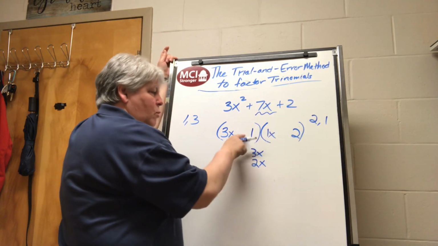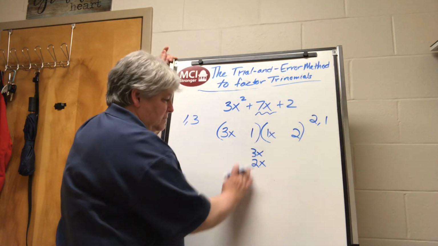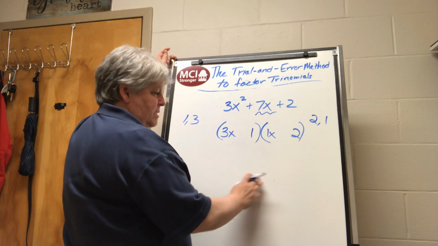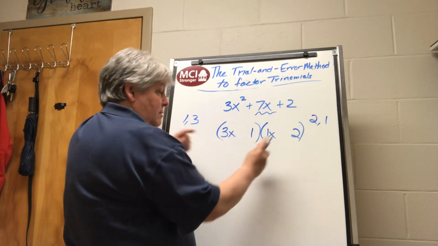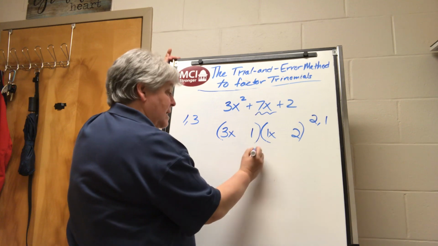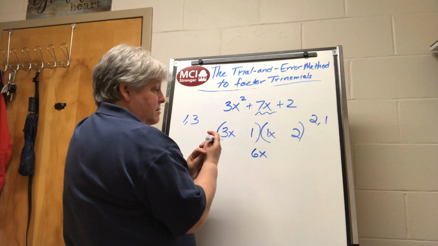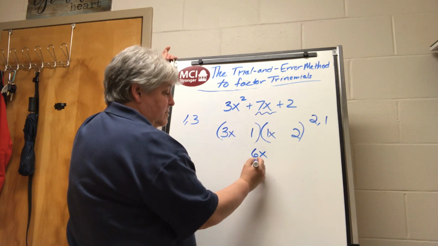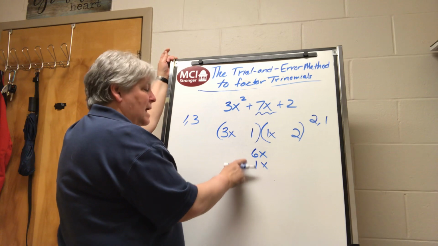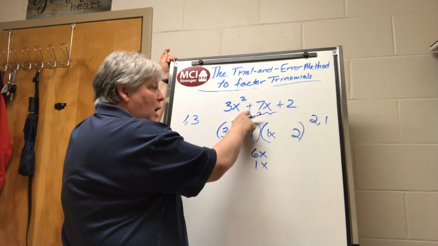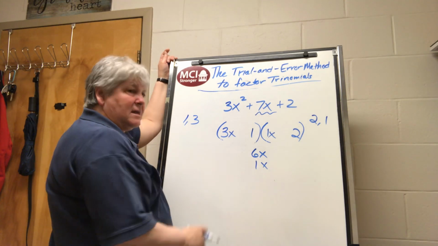Because you see, if I put the 1 here and the 2 there, it's going to change what these outers and inners give me. The product of the 2 outers is 6x. The product of the 2 inners is 1x. And if I have my way about the signs, how can I add these two and get a positive 7x? What signs would these need to have?